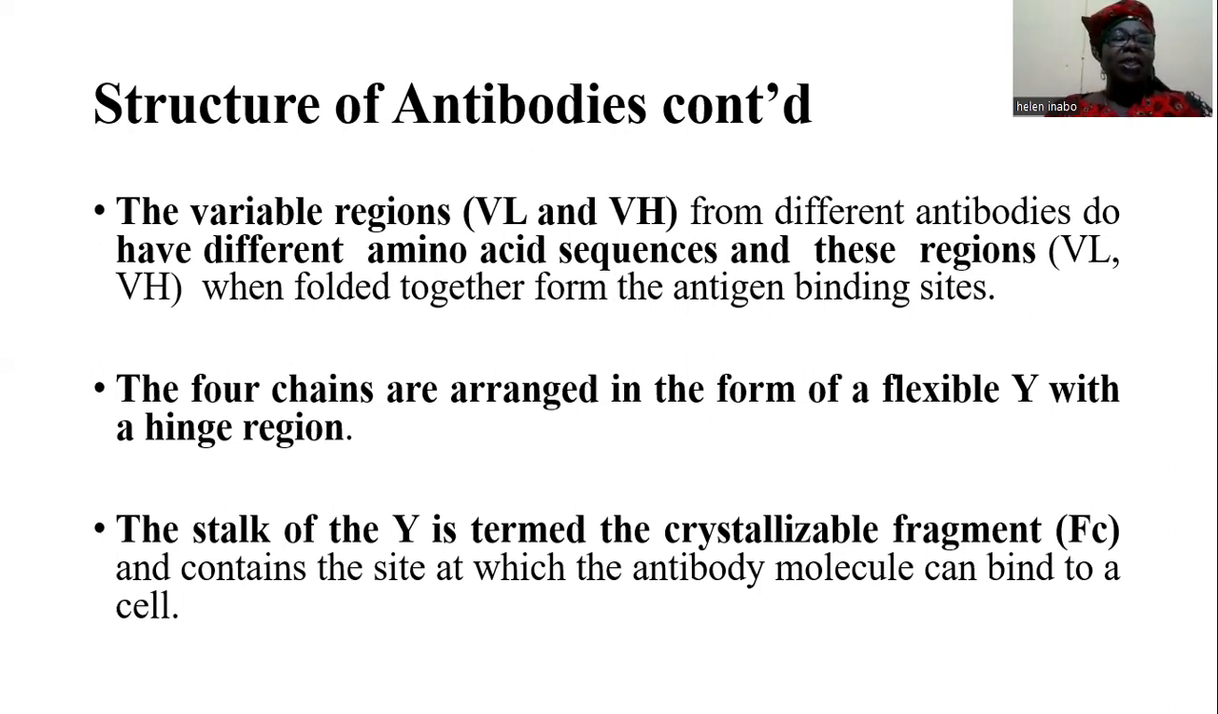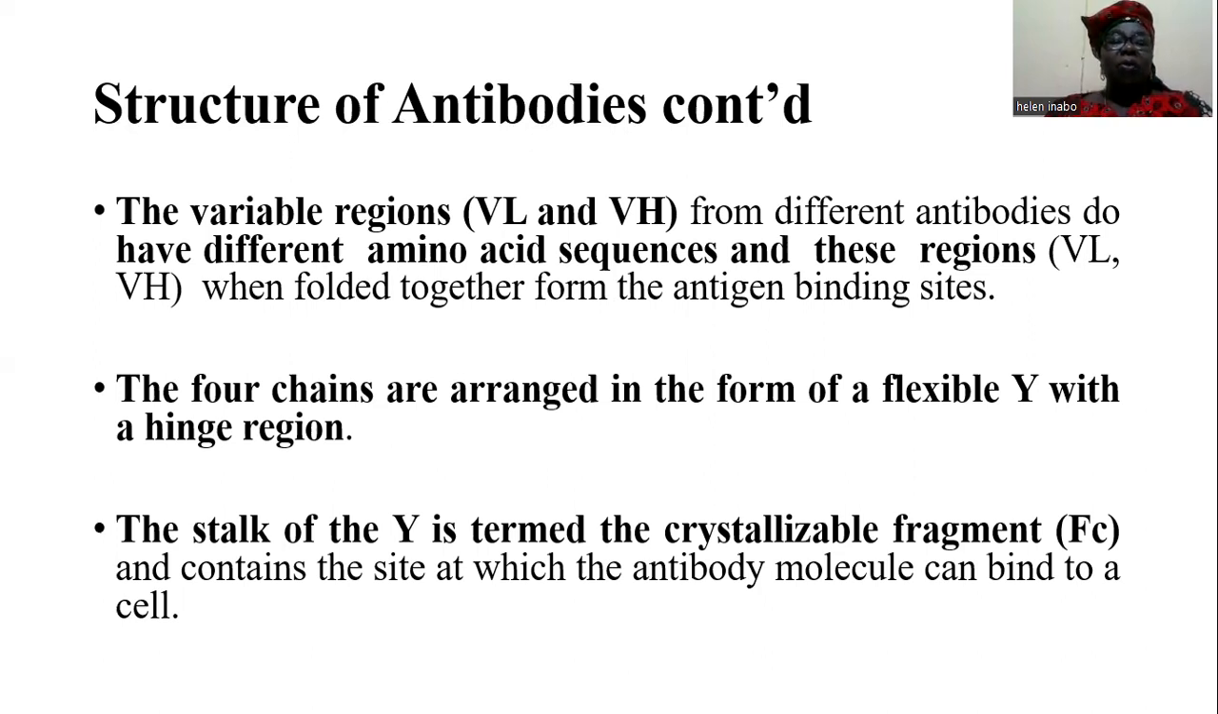The 4 peptide chains are arranged in the form of a flexible Y with a hinge region. The hinge region allows the antibody to be flexible, enabling its combination with the antigen.